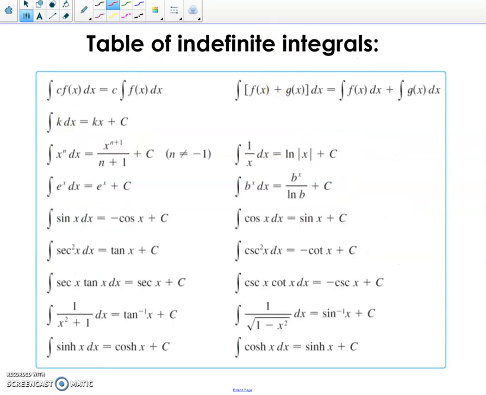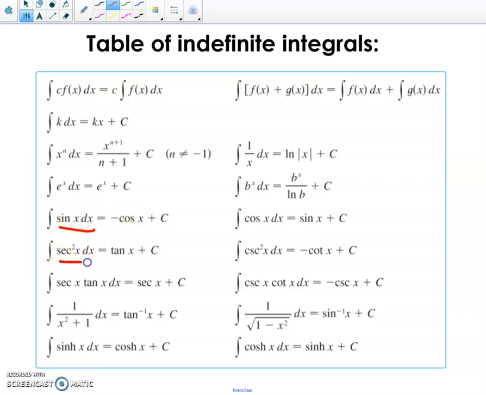Here's a table of indefinite integrals. So all of these pretty much are things you've seen before. If you know all the derivatives of things, these are just the backwards of that. So when we're looking at what's in the integrand, which is the thing inside the integral sign, we can see that, for instance, the sine of x dx, that's looking at the derivative. So we're saying, okay, the derivative is sine of x, so what is the original function? What gives us a derivative of sine x? And that's negative cosine x.